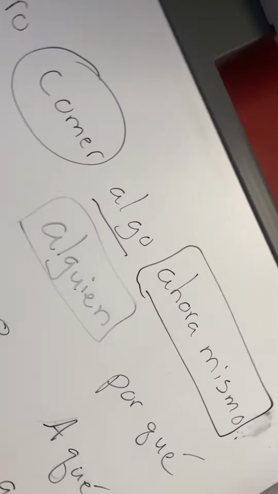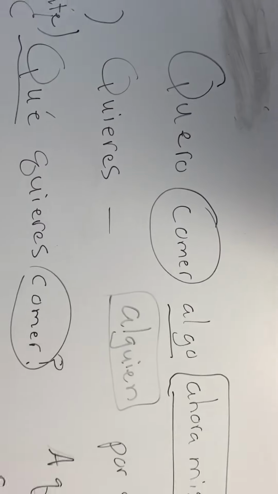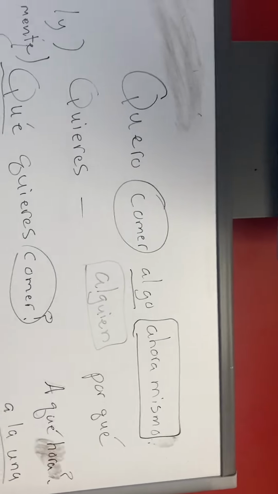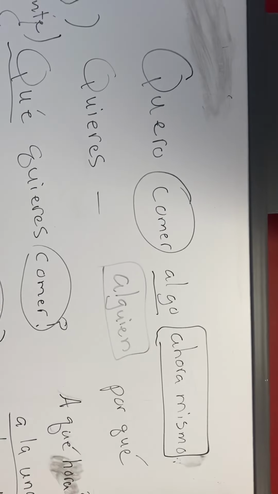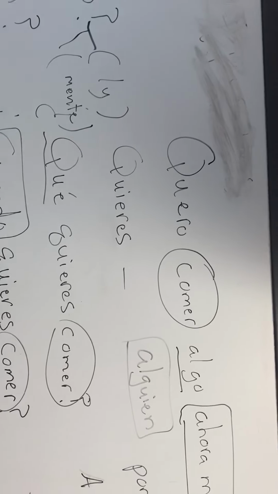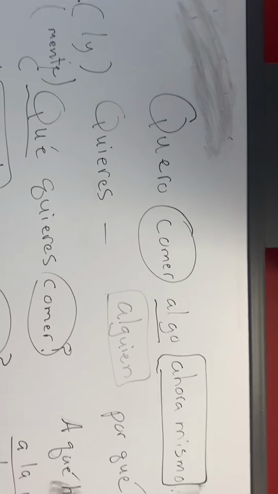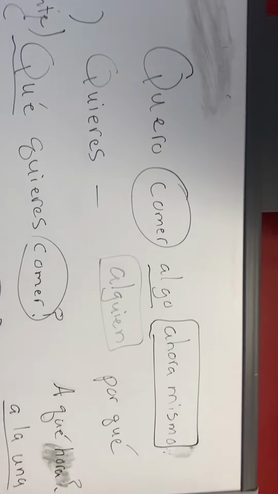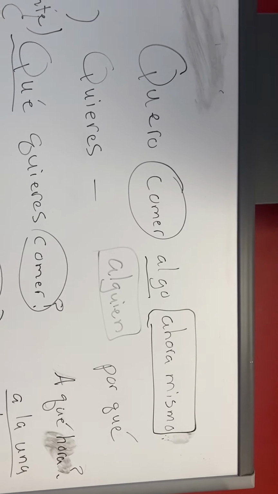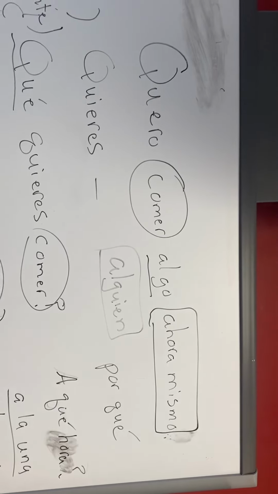And I want to revert back here to a sentence we've been learning. Quiero comer algo ahora mismo. I want to eat something right now. And you want would be quieres. And the question would be, how do I get the lack of information that I have here? And of course, we're going to have to use those question words for that.